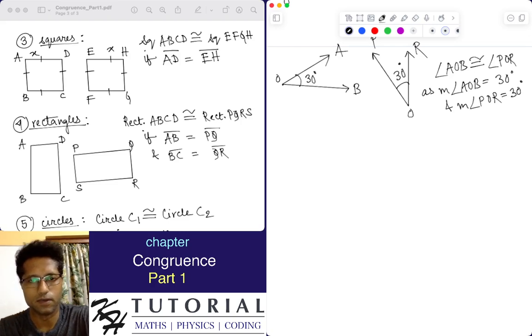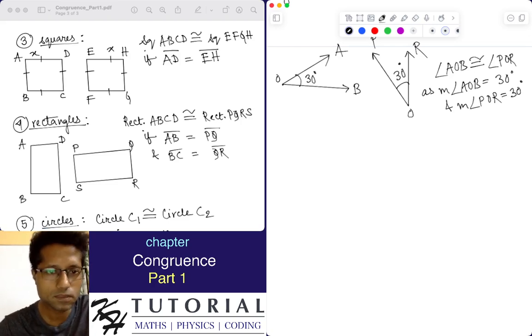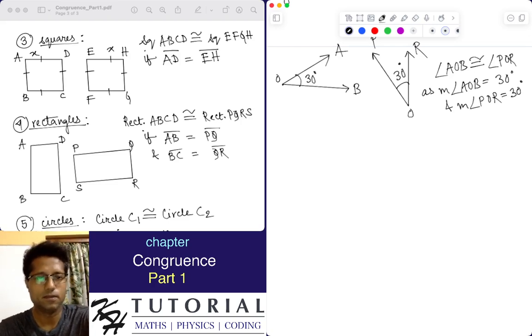So you see in the figure, on the left hand side, the rectangle is ABCD, and on the right hand side, the rectangle is PQRS. So we will say that the rectangle ABCD will be congruent to rectangle PQRS only if the length and breadth are equal. Please mind the ordering of the letters.